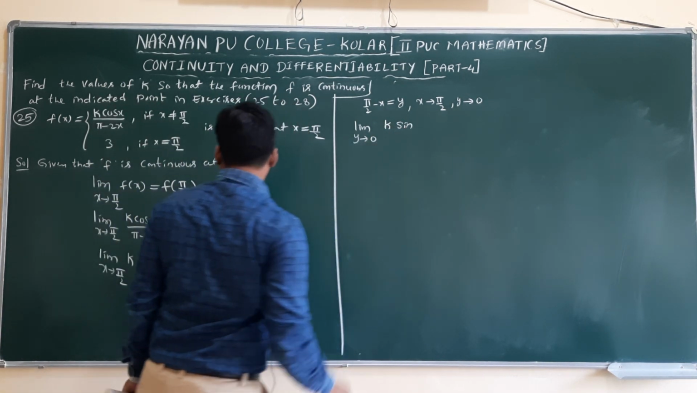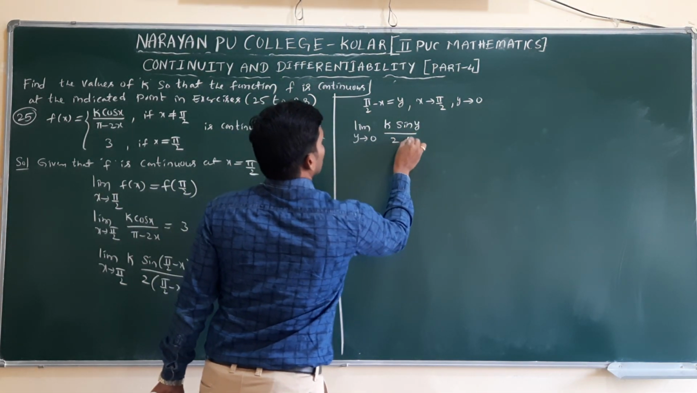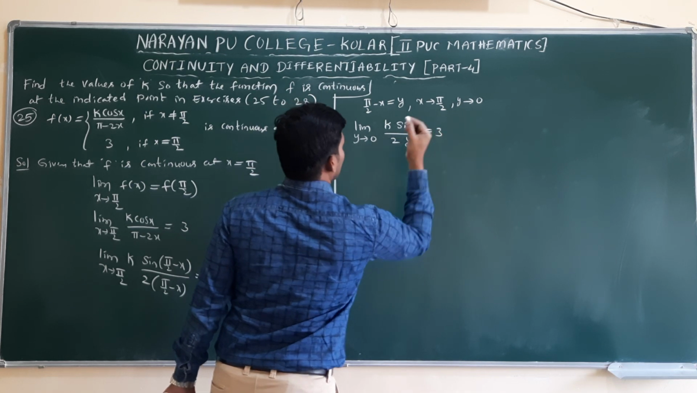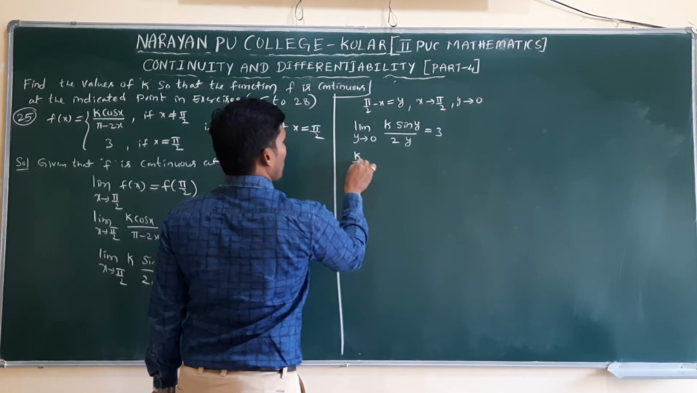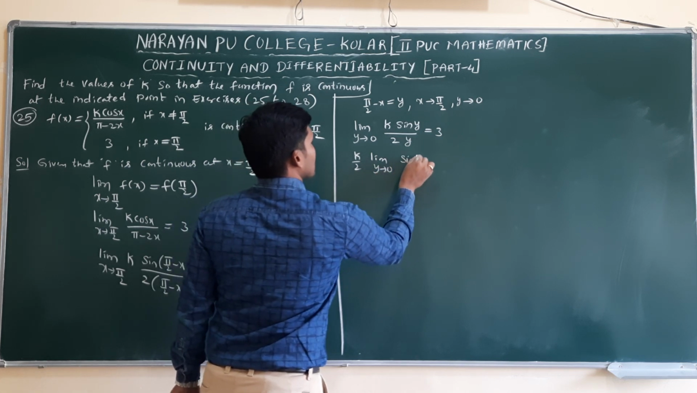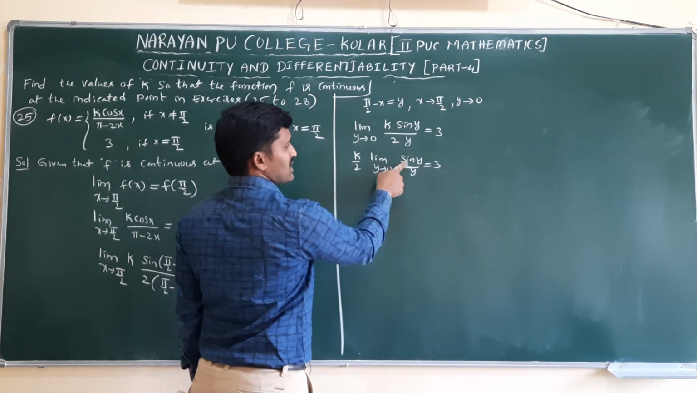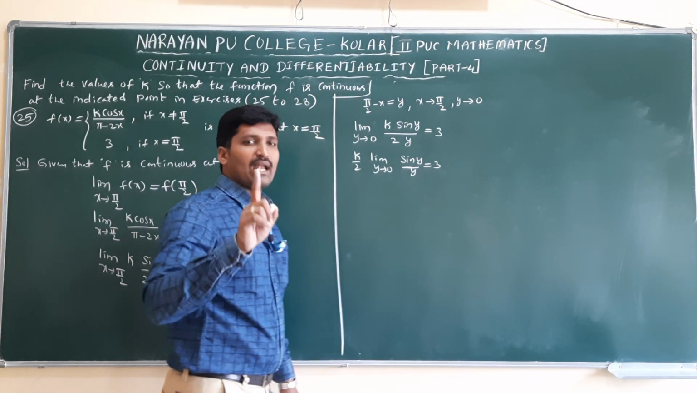k sin(pi by 2 minus x) means y, so k by 2 into y equals 3. Now k by 2 is a constant, take it common. Limit y tends to 0 of sin y by y equals 3. Now the limit of sin x by x form is there, so the value is clearly 1.